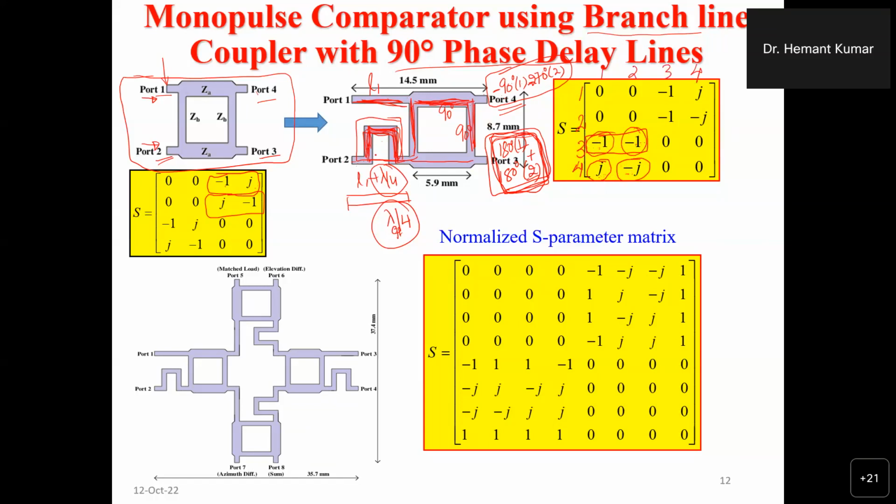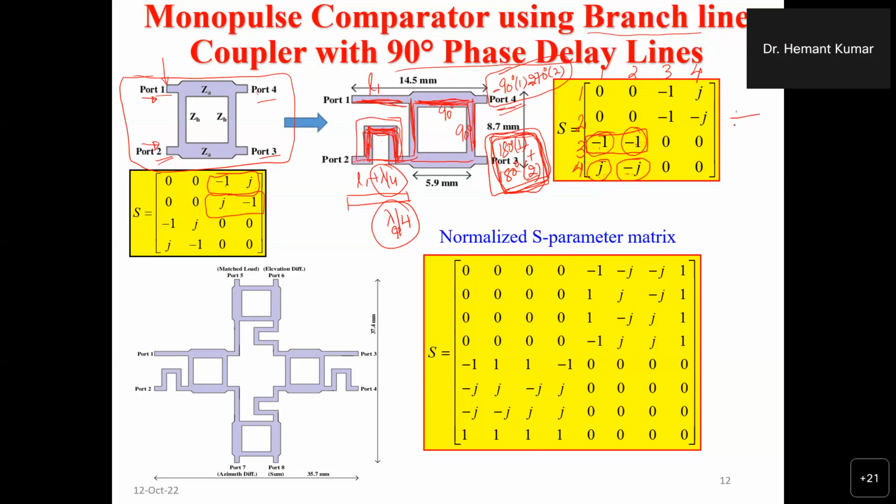So if you add a 90-degree delay line at one of the input ports, you can add at port 1 also, then you will get sum at port 4, difference at port 3. If you add at port 2, as I have done, in that case you will get sum at port 3, difference at port 4. Right. So I just want to let you know that the branch line coupler, by adding just a 90-degree phase delay line, can act as a sum and difference network.